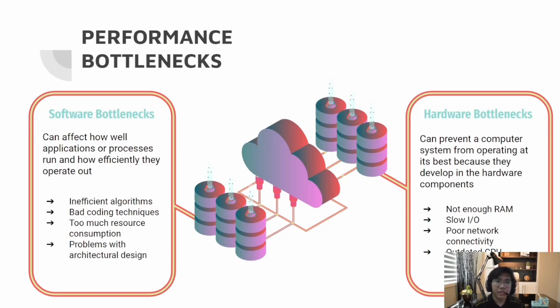Software bottlenecks can affect how well applications or processes run and how efficiently they operate, for example inefficient algorithms, bad coding technique, too much resource consumption, or problems with the architecture design. Next, we have hardware bottlenecks. They can prevent a computer system from operating at its best because they develop in the hardware components, for example a CPU that is underpowered or outdated, not enough RAM, slow disk input-output, or poor network connectivity.